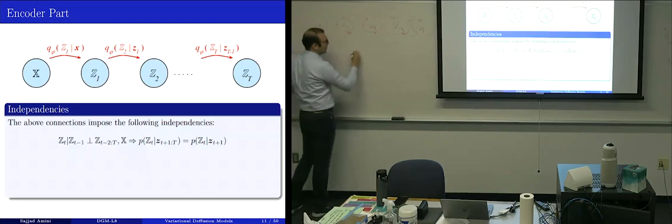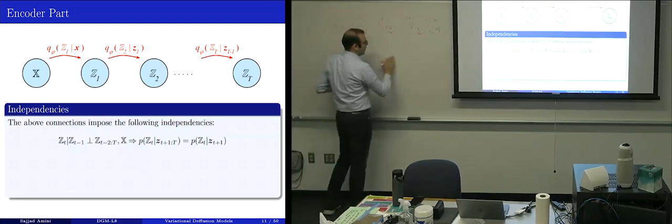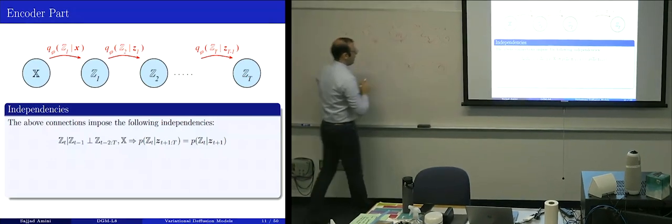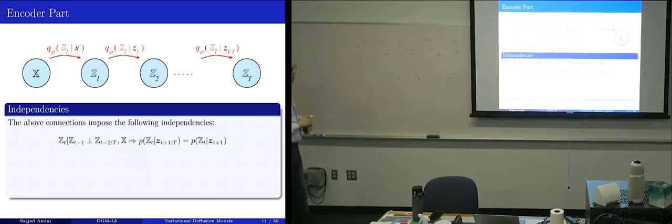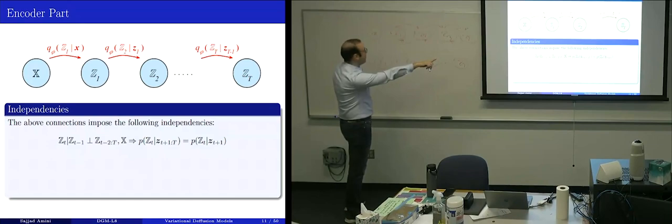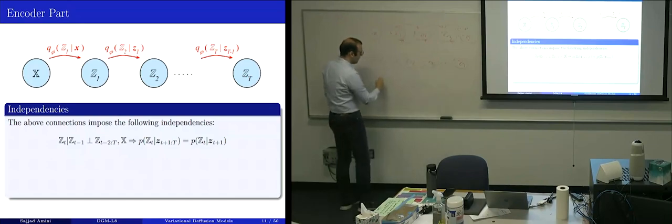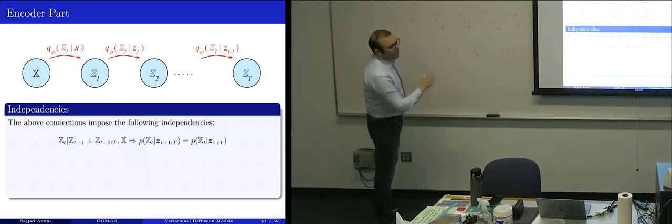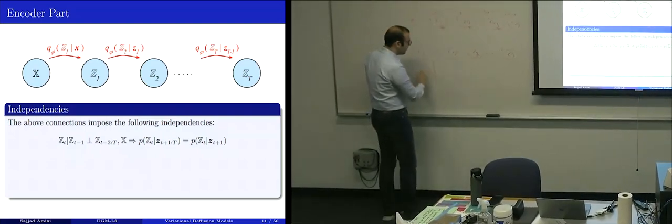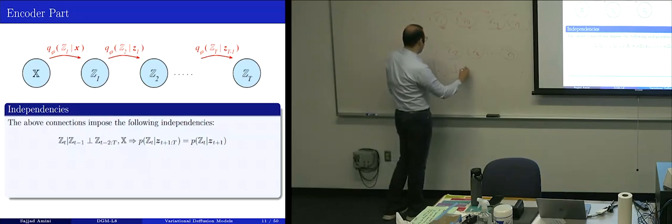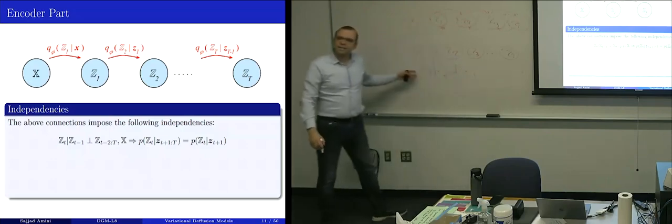This is Z1, this is Z2, for example, this is Z3, until big T. Let me talk about Z3, I select T to be 3. Z3 conditioned on Z2 is independent of Z1. Does it make sense for you?